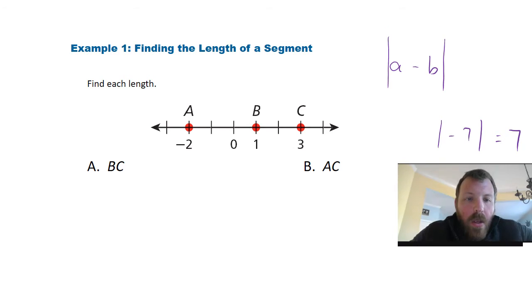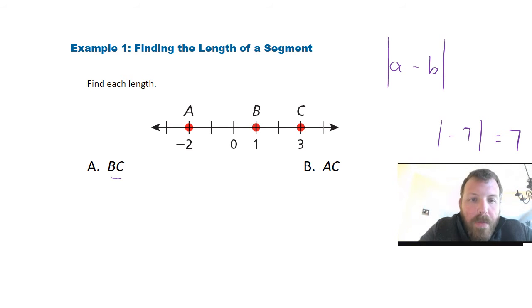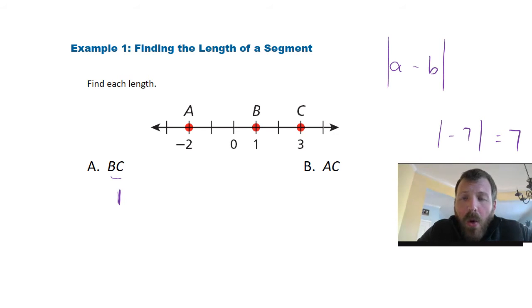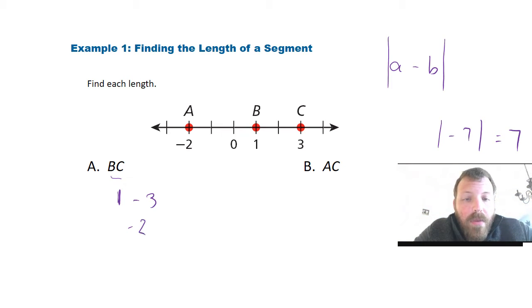Let me show you. So if I want to find the distance from B to C, I look at what B is. So B is 1, right? So I'm going to write that down because that correlates with 1. And if you look, C correlates with 3. If I subtract those two numbers like I did up here, I will get negative 2.